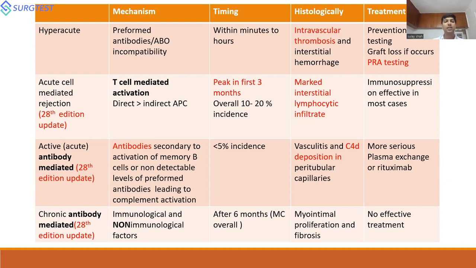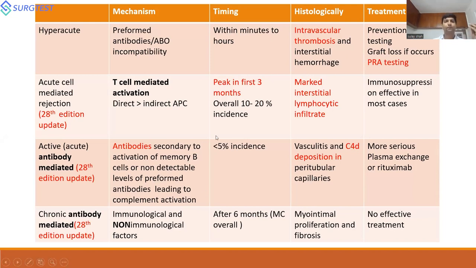And this is what is mentioned in the 20th edition again, just the names are not specified as I am mentioning. So the chronic antibody mediated rejection happens after 6 months, is the most common overall, leads to mesenchymal proliferation and fibrosis. Now this is because of non-immunological factors more than immunological factors, but overall it's classified as the same, because ultimately we have to see histology. So all the histology criteria define what type of rejection reaction it is. Is it a thrombosis, a lymphocyte, a complement deposition, or mesenchymal proliferation? And because chronic rejection has a combination of immunological and non-immunological factors, no effective treatment has been found.